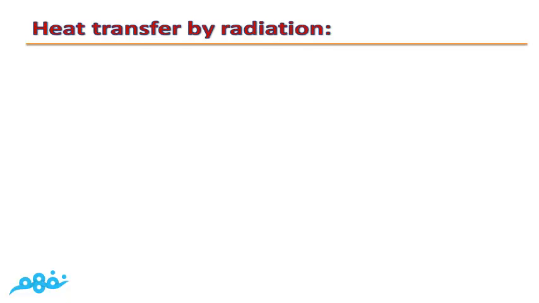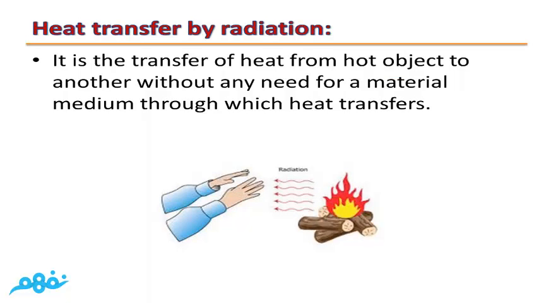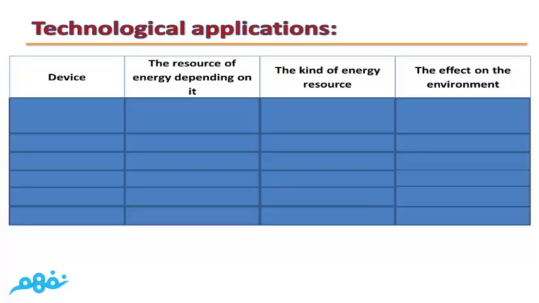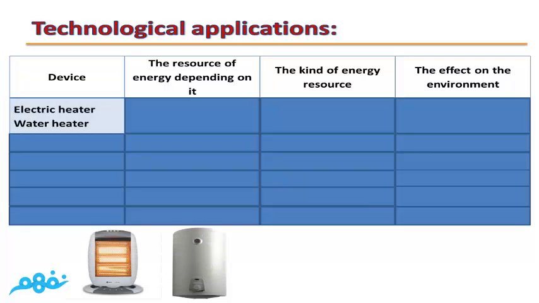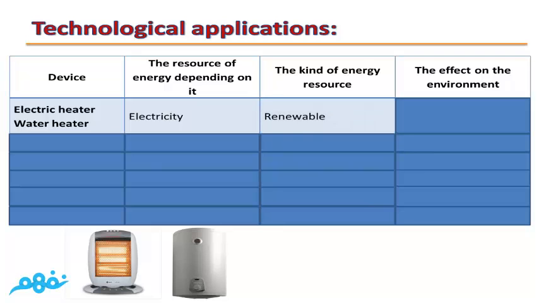Heat transfer by radiation. It is the transfer of heat from a hot object to another without any need for a material medium through which heat transfers. Technological applications. Electric heater or water heater. It depends on electricity. Electricity is a renewable source of energy. Electricity doesn't pollute the environment, so it is non-polluting.